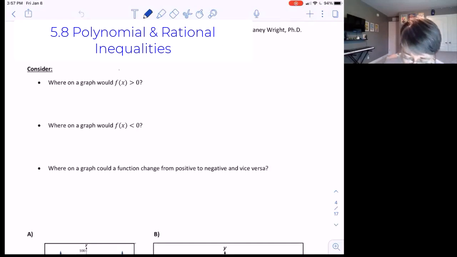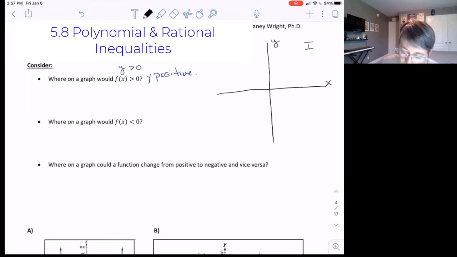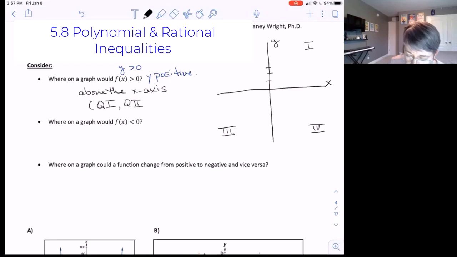So again, f of x is our function value. We can also consider it y greater than 0. So that's asking us, where is our y positive? If we were to consider our coordinate plane with the x-axis and the y-axis, we have quadrant 1, quadrant 2, quadrant 3, and quadrant 4. All of our y values are positive up here above the x-axis. So that means quadrant 1 and quadrant 2.